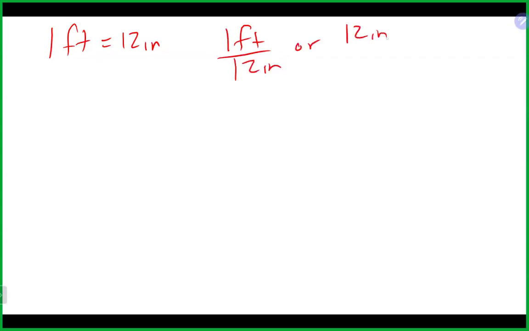Remember that when we have an equality like a foot is equal to 12 inches, we can write two conversion factors for it. They're really just fractions where we could put one unit on top and the other on the bottom. When we show our work, we do want to use conversion factors and dimensional analysis to show all the units throughout our calculations.